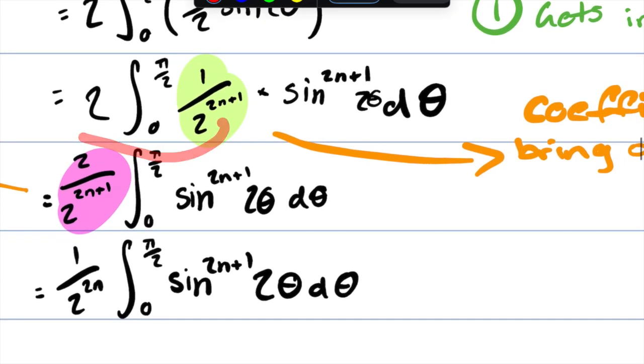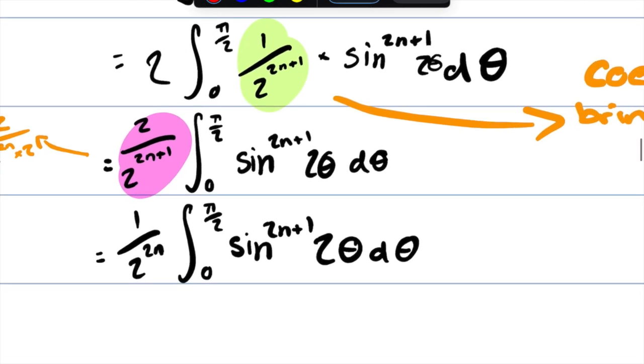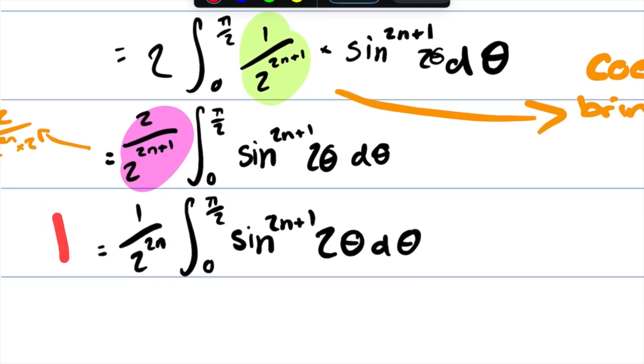We are left with 2 on 2 to the power of 2n plus 1 times the integral of sine 2n plus 1 of 2 theta d theta. We know we can split this into being 2 times 2 to the 2n, where we can divide through by our 2's, leaving us with 1 on top. We are then left with the integral I_n being equal to 1 on 2 to the power of 2n times the integral between 0 and pi on 2 of sine 2n plus 1 of 2 theta d theta.